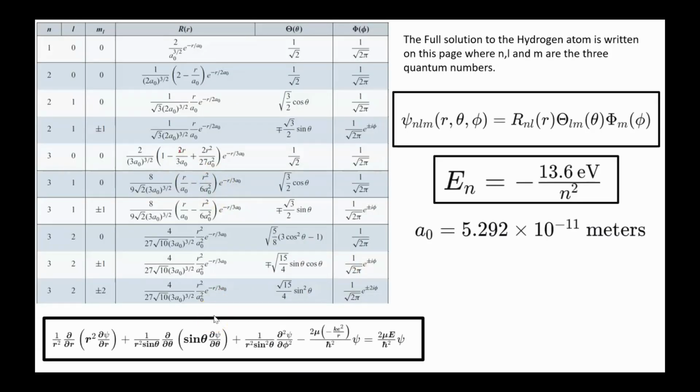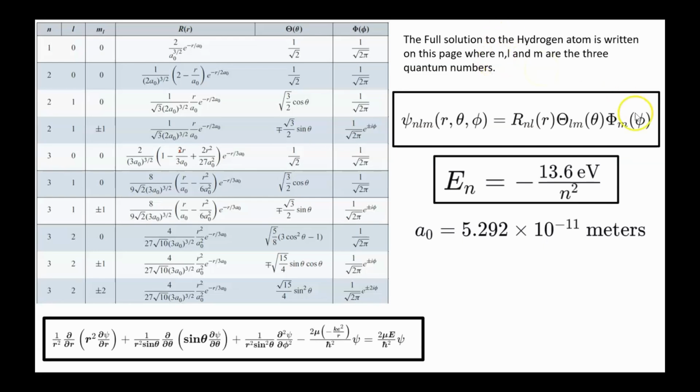With the boundary conditions on the previous slide and the Schrödinger equation for the hydrogen atom, we're able to solve the entire problem. Solving the differential equation is involved, but what I've done is I've written some of the solutions here, and I'm just presenting them to you. The full solution to the hydrogen atom is written on this page, where n, l, and m are the 3 quantum numbers. This is a 3-dimensional problem, which means that there's 3 quantum numbers.